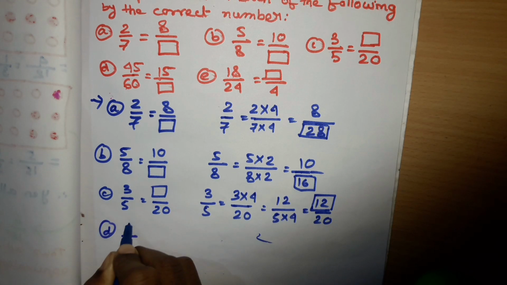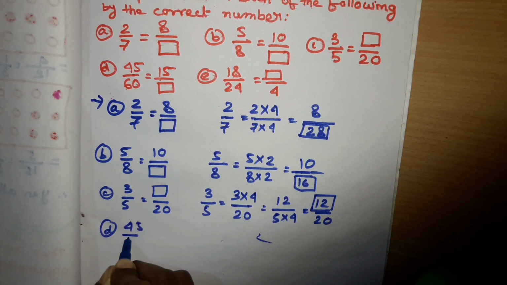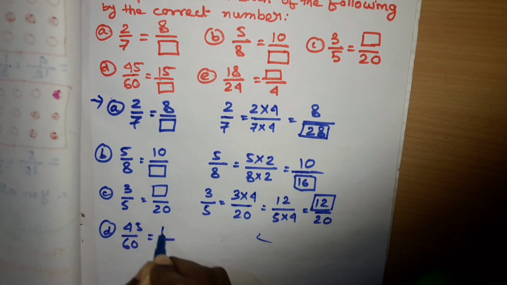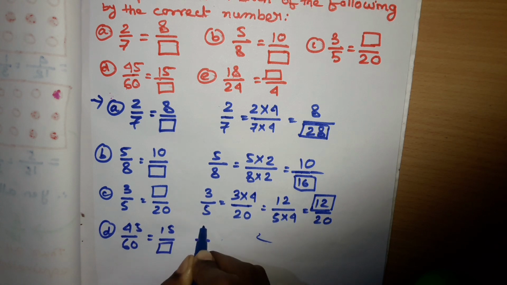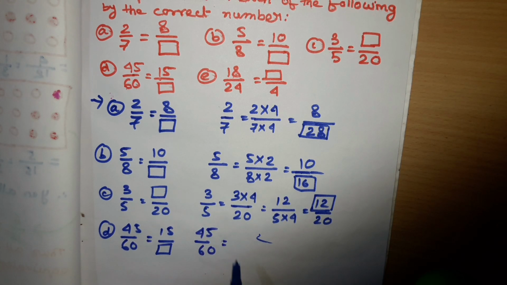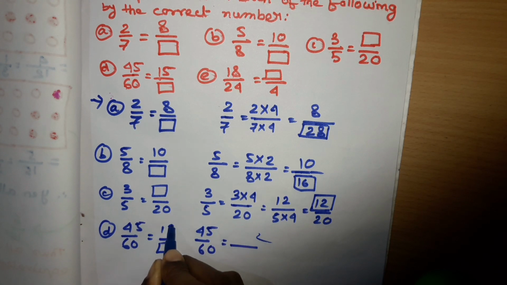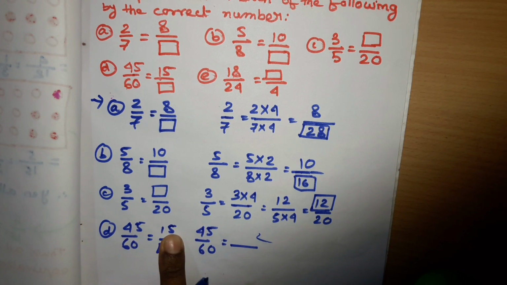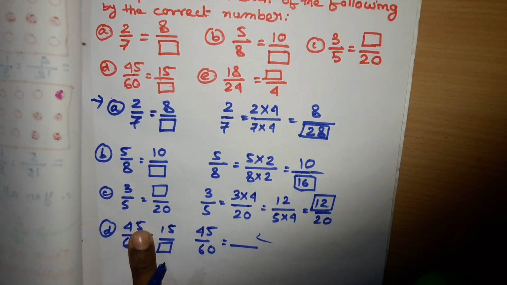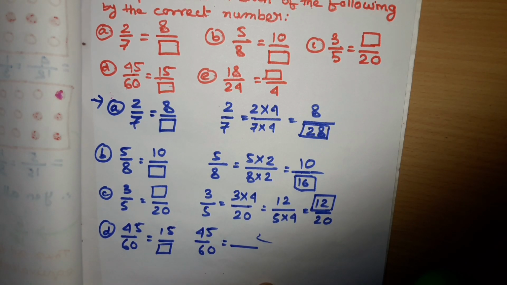Now number D, 45 by 60, and it is 15. There is a blank box. So see how we'll get it. Let's write 45 by 60. Now what I will do, I have to get 15 there. To get 15, I have to divide the numerator by some number so that I get it.